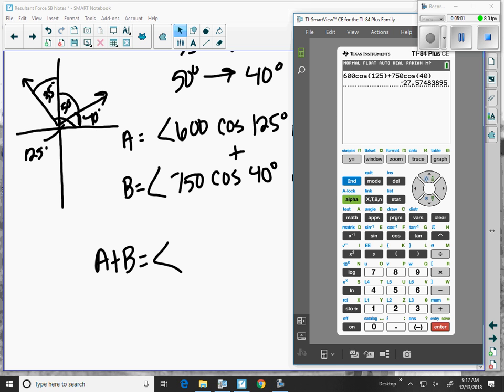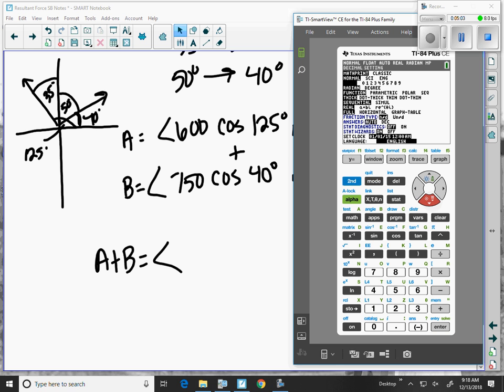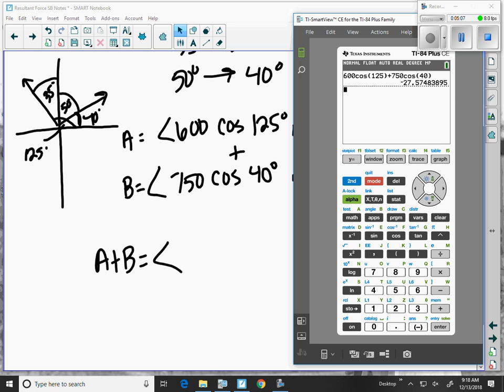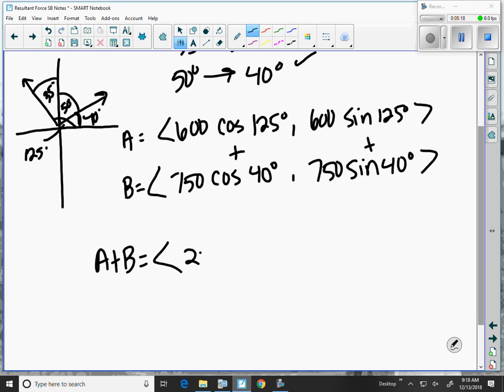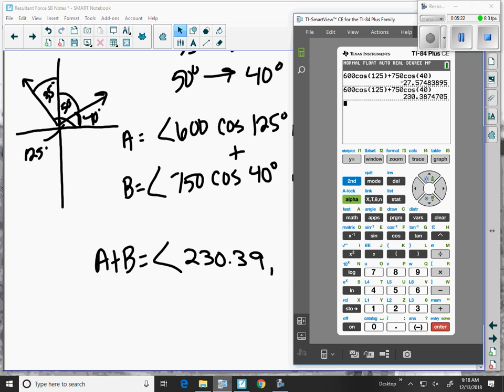Okay. And then your first one, ooh, oh, I'm not in degree mode. Gosh darn it. I forgot that this thing changes every time I exit out. Okay, let's try that again. Okay, there we go. That looks a little bit better. 230 point, we'll say 39. So if you need to see that again, there it is.